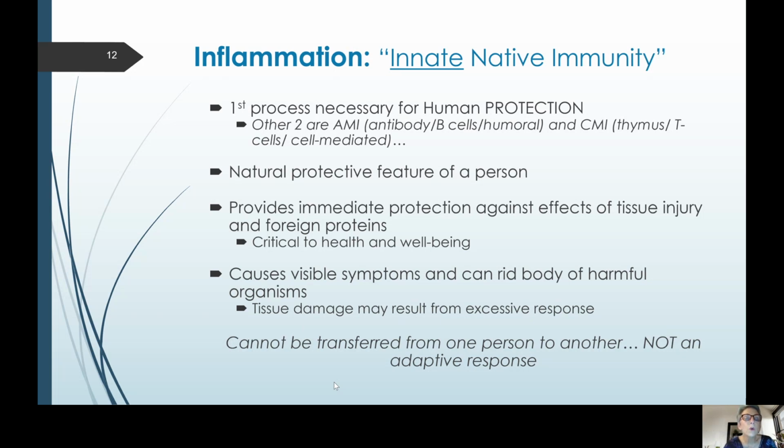It's so critically important in the natural protection of each of us. It's an immediate response against effects of tissue injury and foreign proteins. So if you hit your leg, then you're going to stimulate your immune system to get the inflammatory process going. And so any sort of tissue damage, whether it's from an invading organism or from trauma, can trigger this. It cannot be transferred from person to person and is not an adaptive response. So inflammation in and of itself is part of our innate native immunity.